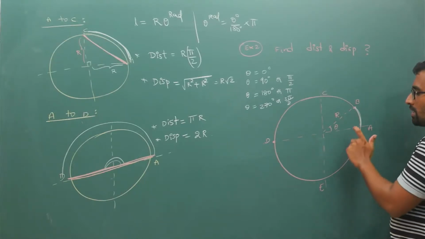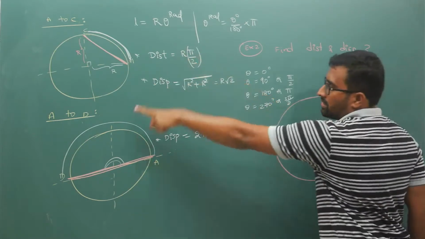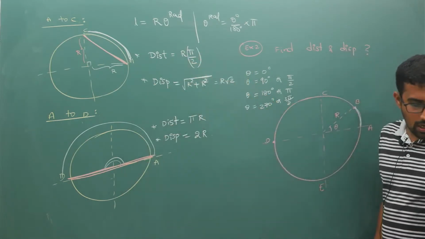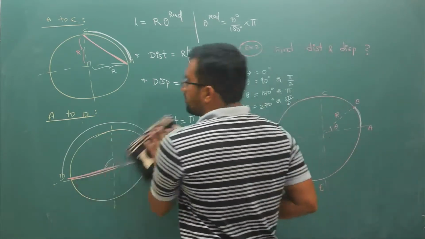Now, for a general case, I will calculate in terms of theta, then I will change theta, and I am going to get all these results. So how is it that I'll get these general results? I'll explain now. Observe very carefully.